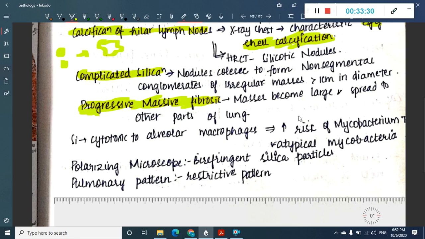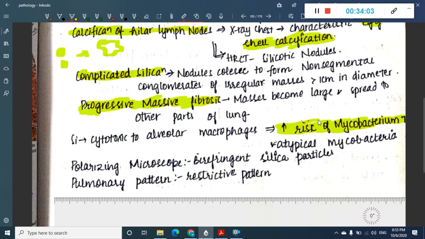If you remember, in the pathogenesis of Mycobacterium tuberculosis, one of the most important cells providing resistance to Mycobacterium tuberculosis is the macrophage, because macrophages will engulf the bacteria. But here what is happening? Here the silica particle is also engulfed by the macrophage, and these macrophages are actually destroyed, leading to necrosis.